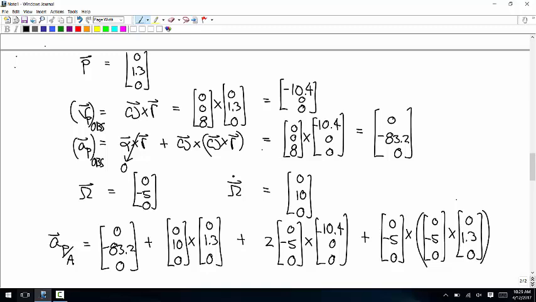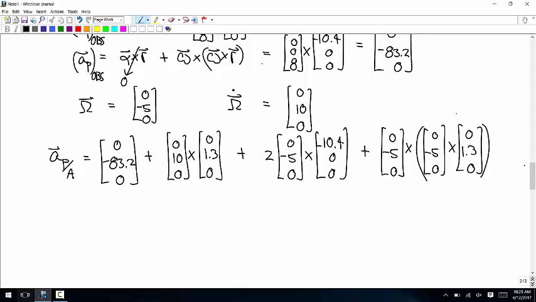Okay, well, this one goes away because you're taking a cross product of parallel vectors. This one goes away because you're taking a cross product of parallel vectors. And so what do you get for your final acceleration of p relative to a?